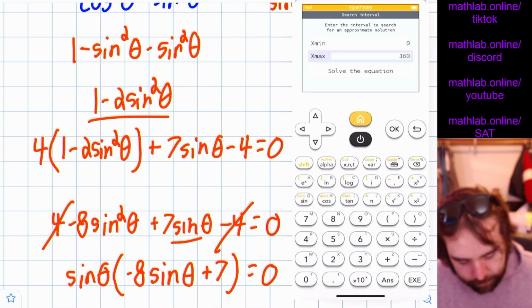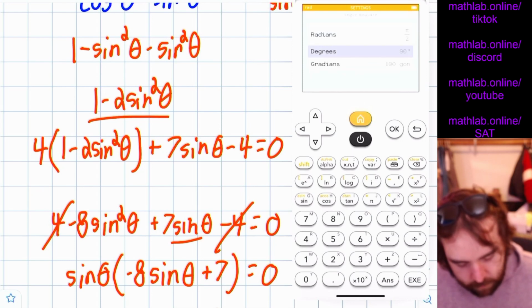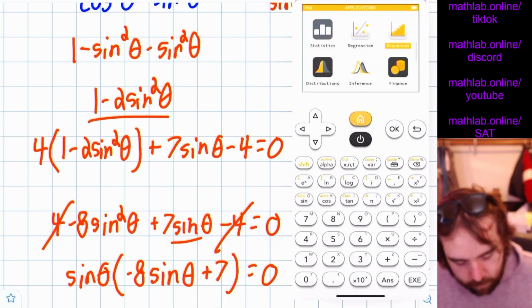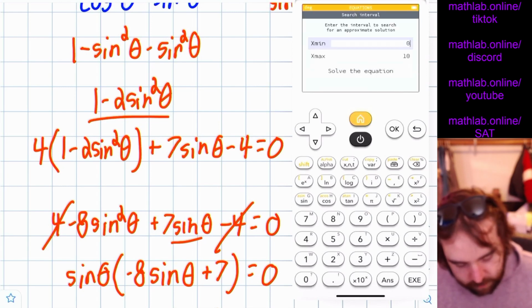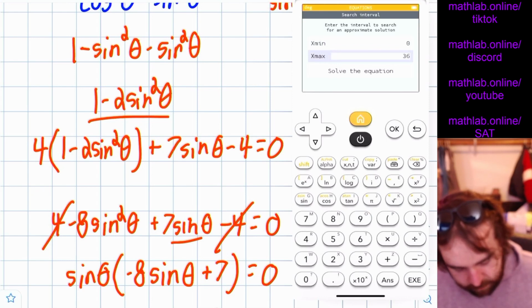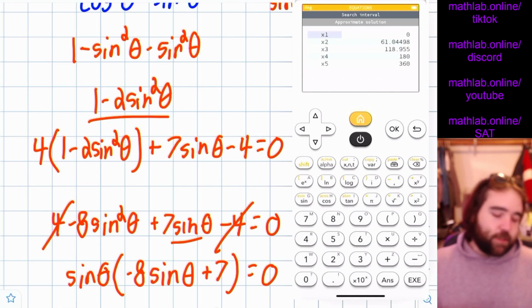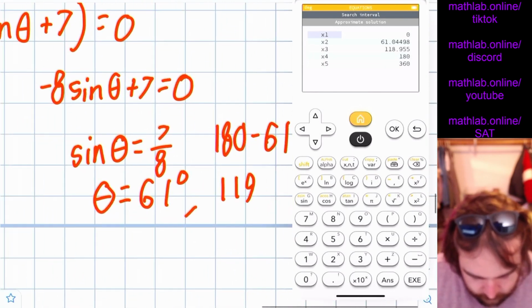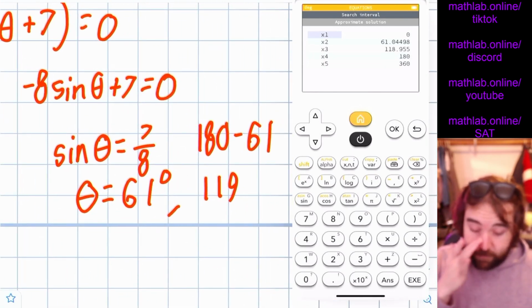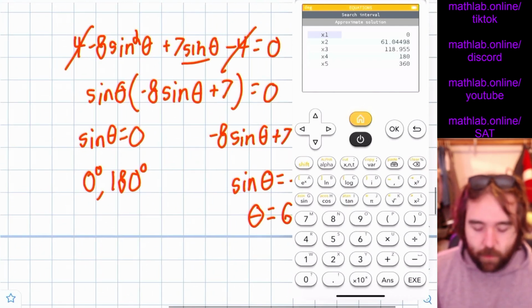Let's look between 0 and 360. Because we're in radians, though, hang on. Let's change our settings real quick. Radians, degrees, home. Solve between 0 and 360. Boom. We got our 5 answers because they included 360. And it's exactly what we said. We got 118.95, that's our 119. We got 61 degrees. We got 0 and 180.